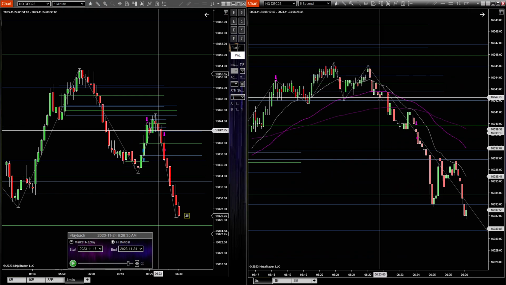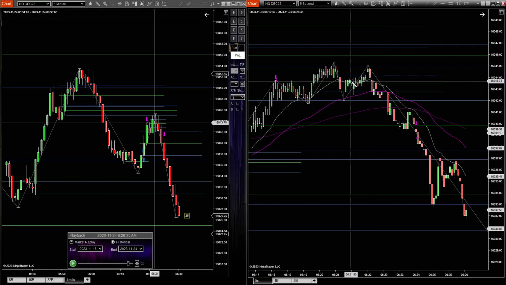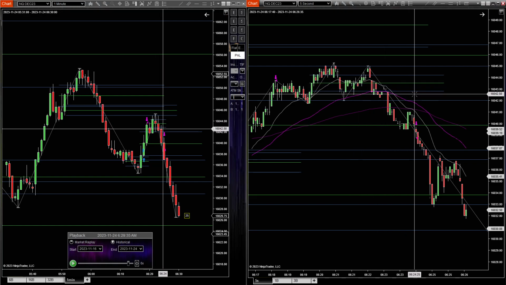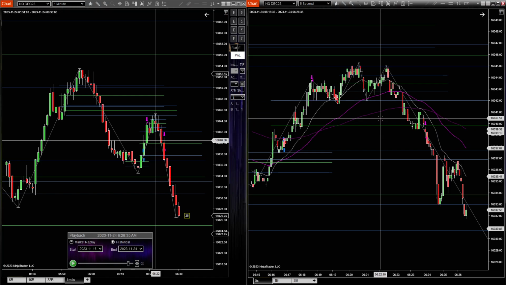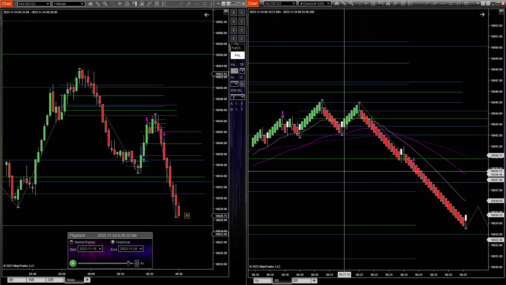Okay, so this closed below this low, pulled back into it, rejected. Okay, I see that now. But you see how much longer it takes? You can see it instantly here now.